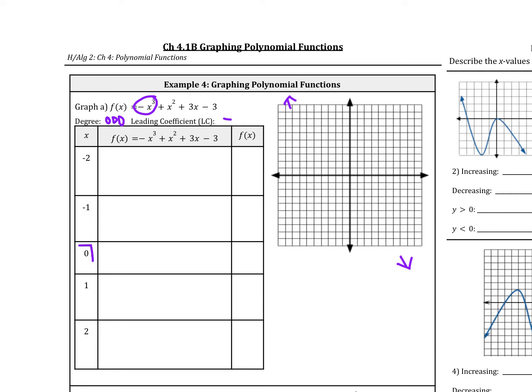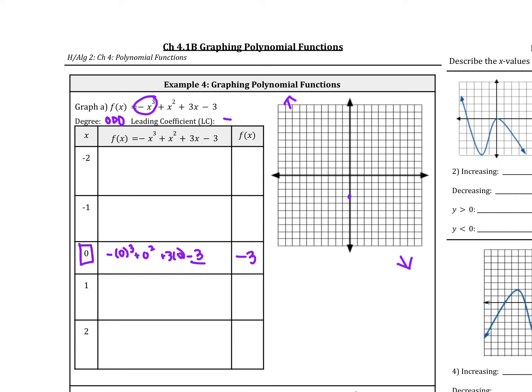We always want to plug in when x is 0, because that helps us find the y-intercept. So we plug it in, we get negative 0 cubed plus 0 squared plus 3 times 0 minus 3. And so of course, all that's left is the constant of negative 3.